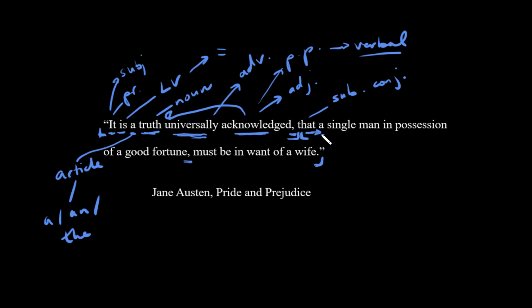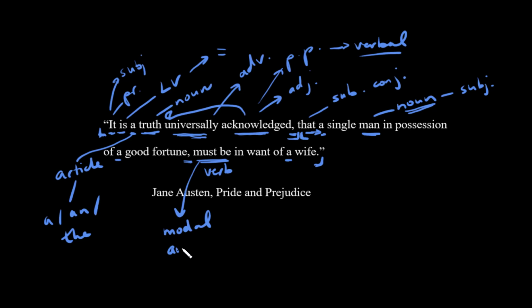Then we have, we've had this one already, a is the article, and we might as well just underline the other ones in this sentence. There's 4 of them. Then we have man, a single man. So there's our noun. And this is also our subject for this clause. Now, the verb comes quite a bit later, so must be is the verb phrase. And must, in case you want to know, is a modal auxiliary, a kind of helping verb.